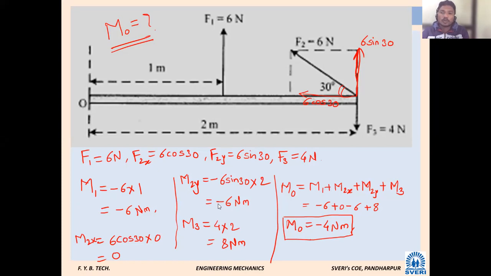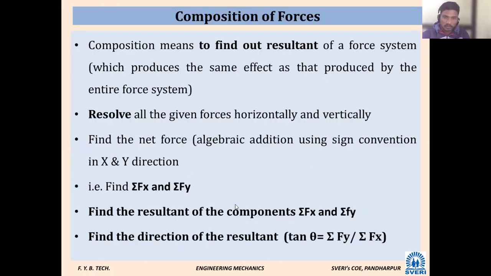And what care do we have to take when we convert many forces into one? The effect should be the same. It is also called composition. The process of finding the resultant is called composition, which means making together. Composition means to find the resultant of a force system which produces the same effect as that produced by the entire force system.